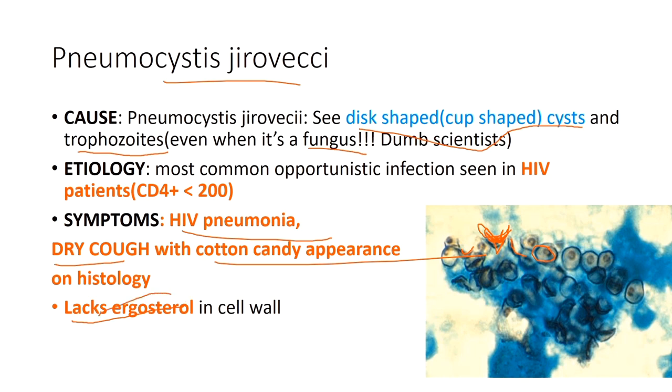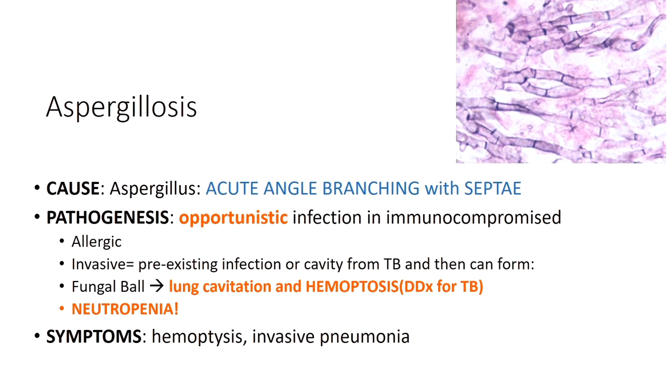This guy lacks ergosterol. This is super high yield in the cell wall. This is what differentiates it from all your other fungal infections. Those other guys have ergosterol in their cell wall. This guy does not.